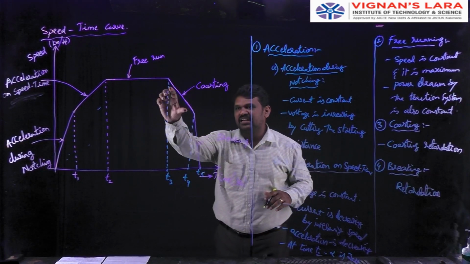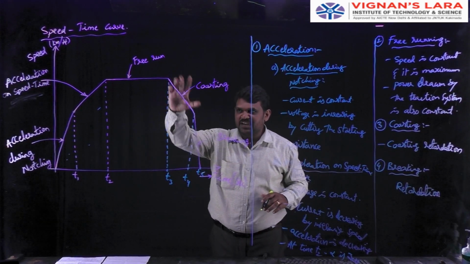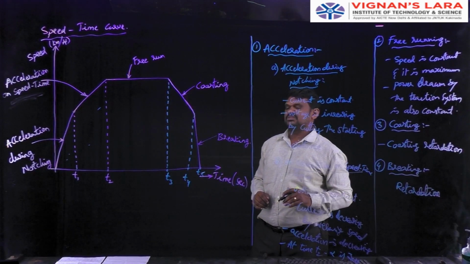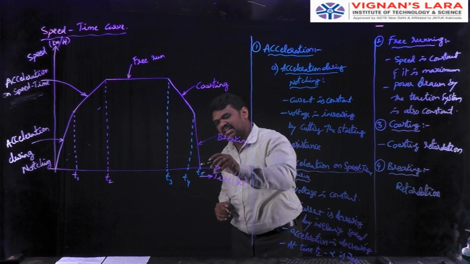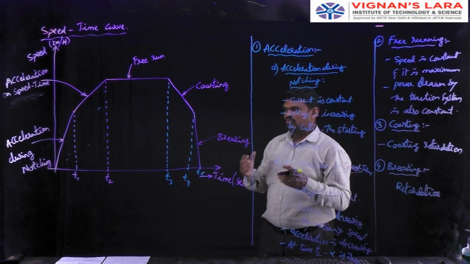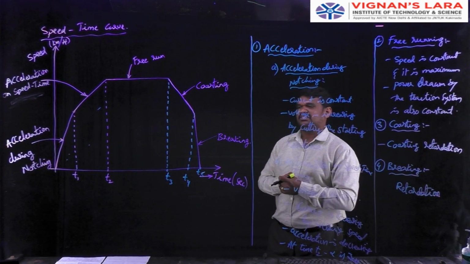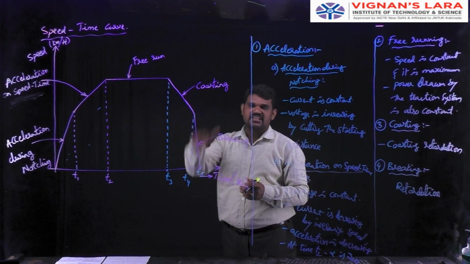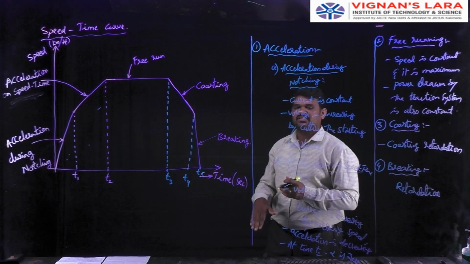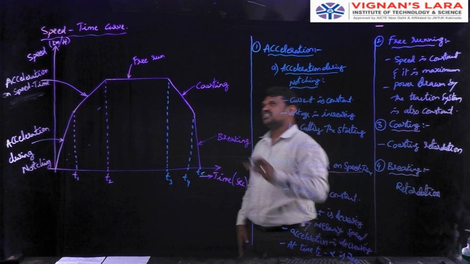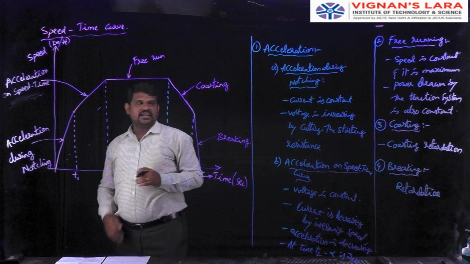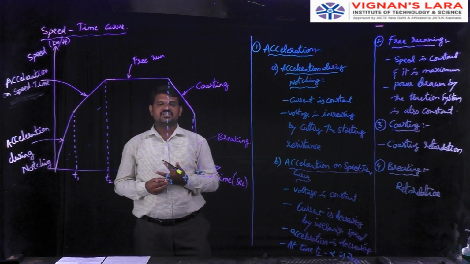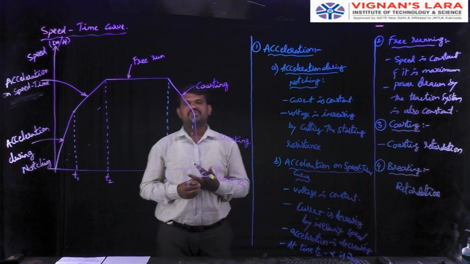In the coasting period, the speed will be reduced slowly. But in the braking period, we apply the brakes so that its speed decreases rapidly. So these are the speed time curves. Next, I want to explain the speed time curves for different services.